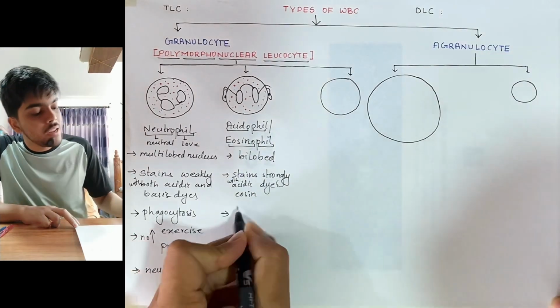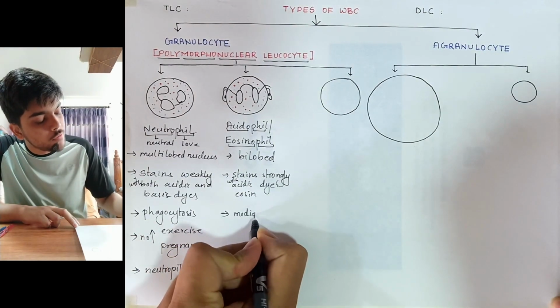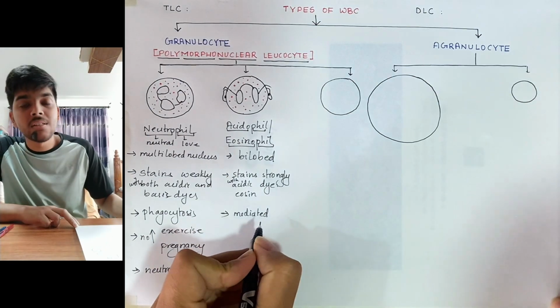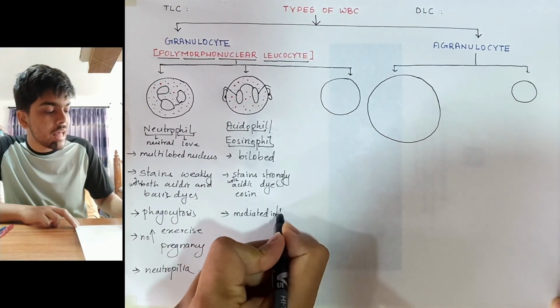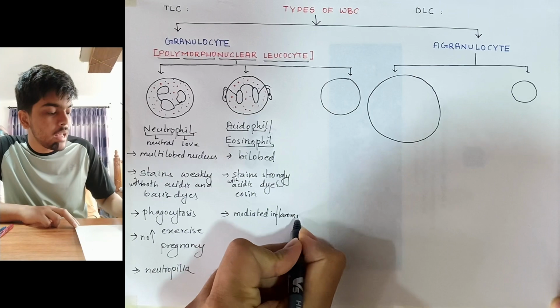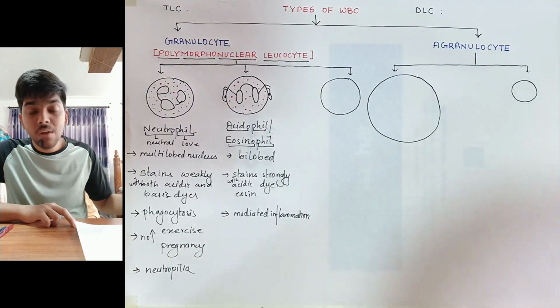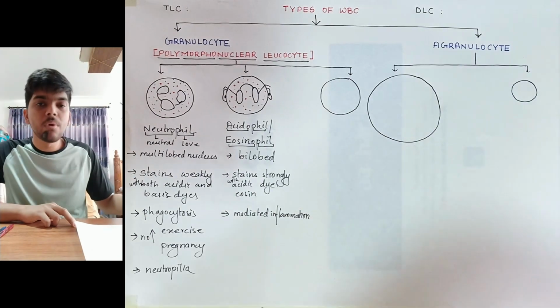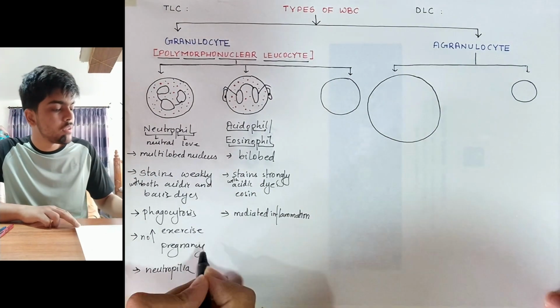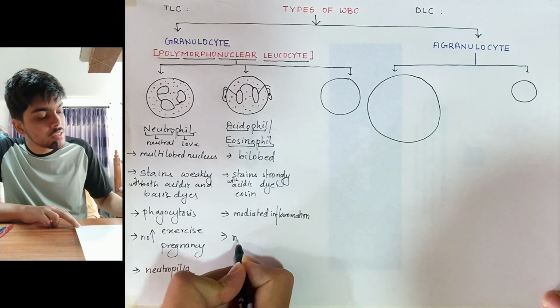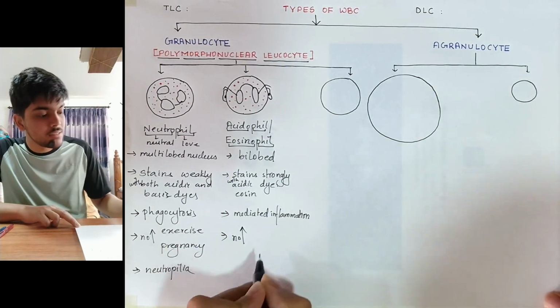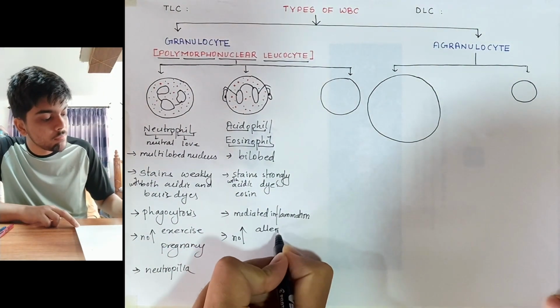The function: it mediates inflammation. Whenever there is allergy, whenever an allergen enters your body and causes allergy, inflammation occurs, and that particular inflammation is mediated with the help of eosinophil. So whenever there is an allergic reaction, the number of eosinophils in your body increases. Which brings us to the next point, that is number. So number increases when there's allergy.